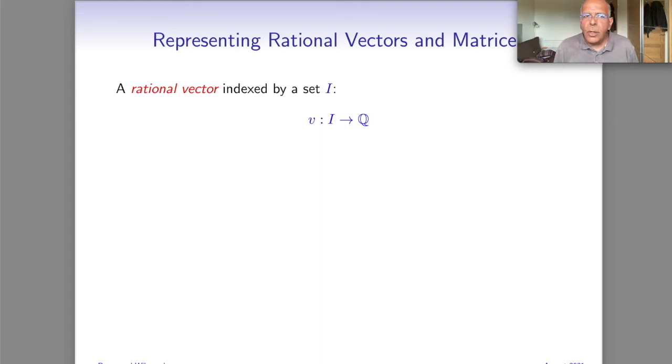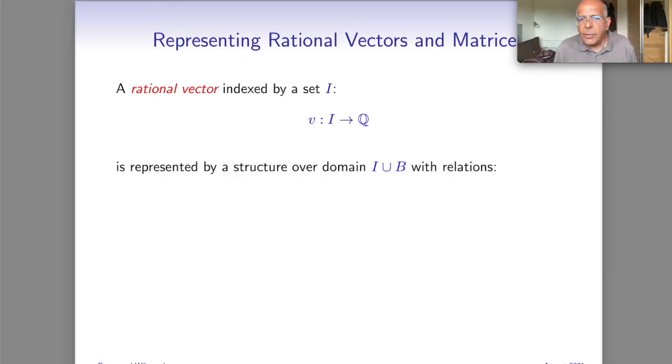Now, consider a rational vector indexed by a set I. And now here it's important that I doesn't necessarily have a linear order on it. So a vector indexed by I is simply a function from I to the rational numbers. How do we think of this as a relational structure? It has domain the disjoint union of I and B. And remember, B has a linear order on it. It's the bit positions. I doesn't. But we have an order on B as before. And now sign, numerator, denominator are binary relations which relate I with B.